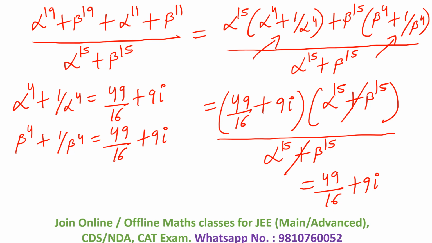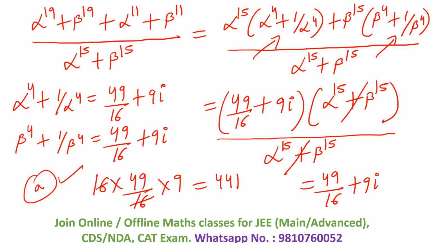Now we have to evaluate the expression 16 into the real part of this complex number into its imaginary part. So it becomes 16 into 49 upon 16 into 9. So this finally comes as 441. So that means option A is the correct one. Now students, we move towards the next question.